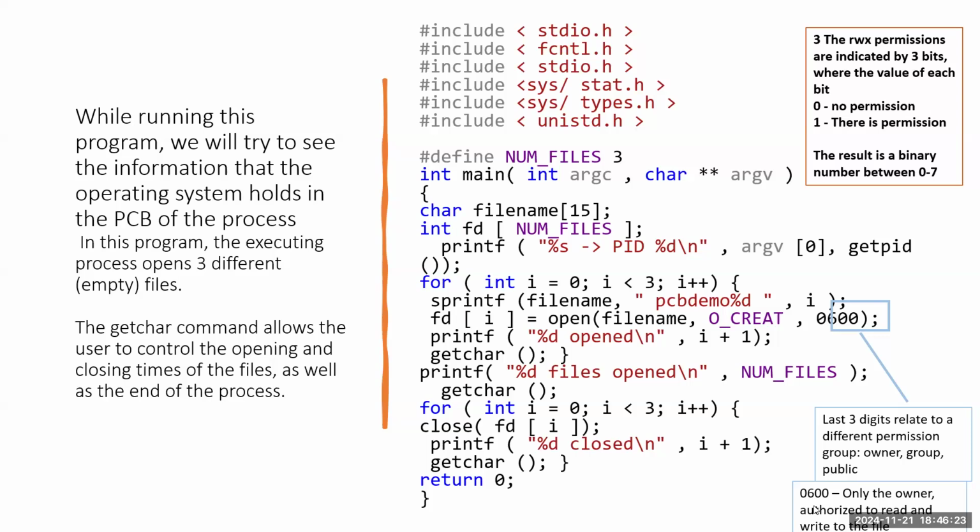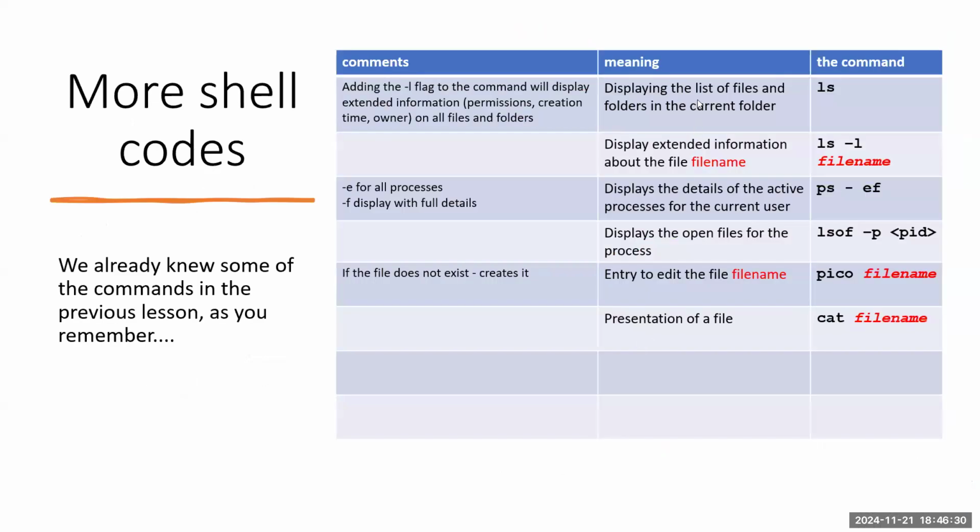So if we have 600, only the owner is authorized to read and write to the file. Okay, I explained that. So now let's continue. This is just a review of some of the commands, because we're going to use these commands in the continuation.